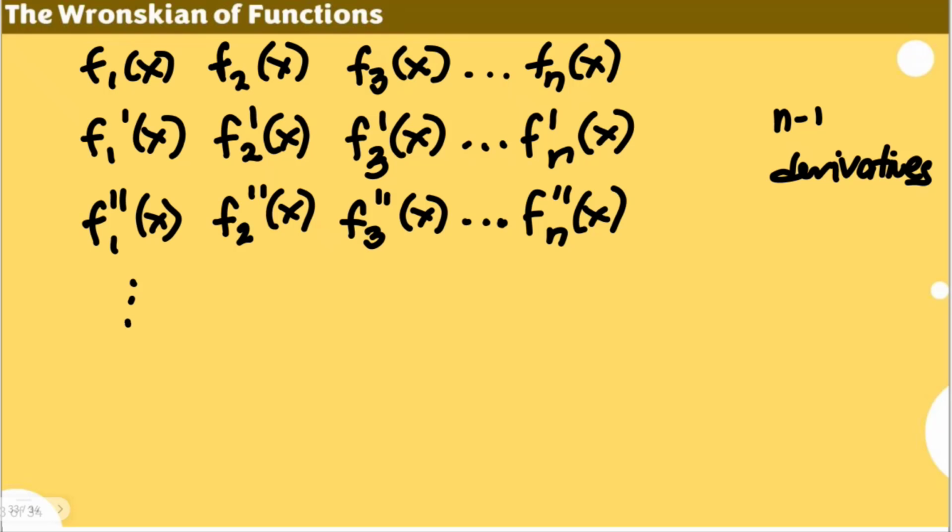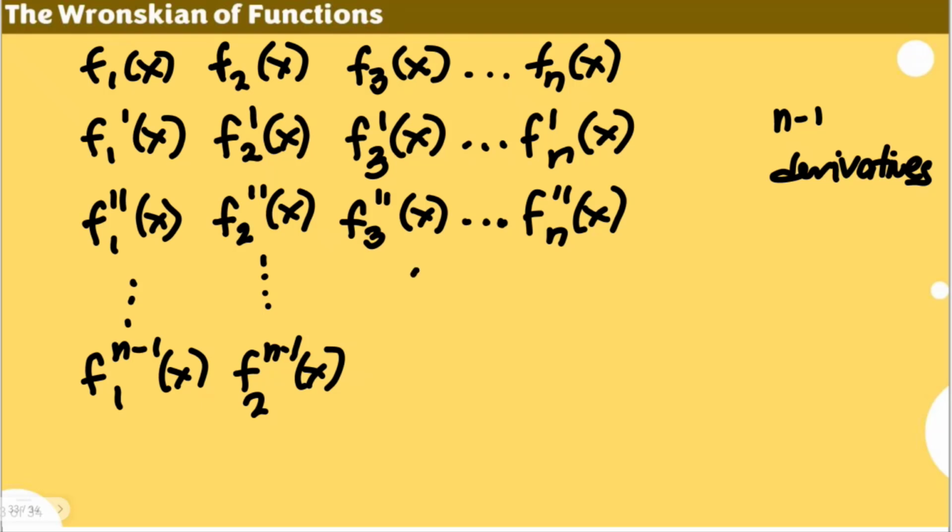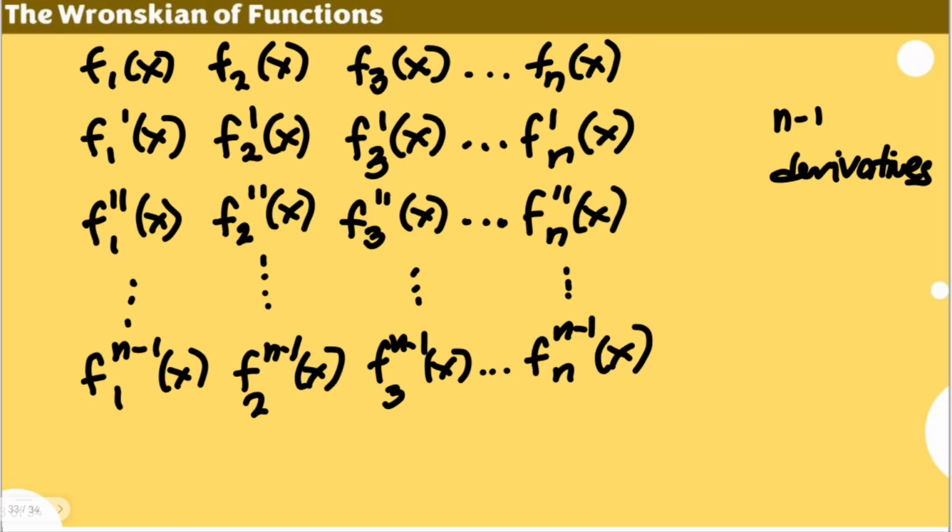Until you will reach here the n minus 1 derivative of our first function. We have the n minus 1 derivative of our second function. We have here the n minus 1 derivative of our third function. And we have here the n minus 1 order derivative of our nth function. They are written in the specific column.